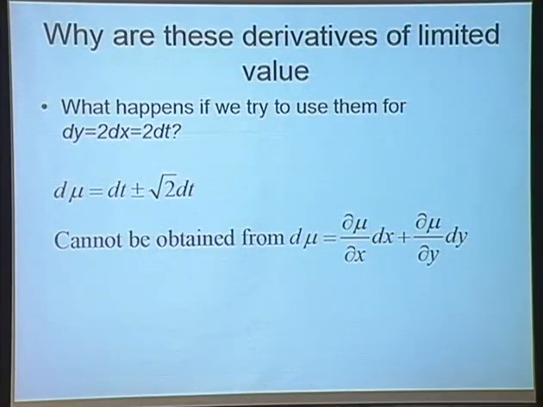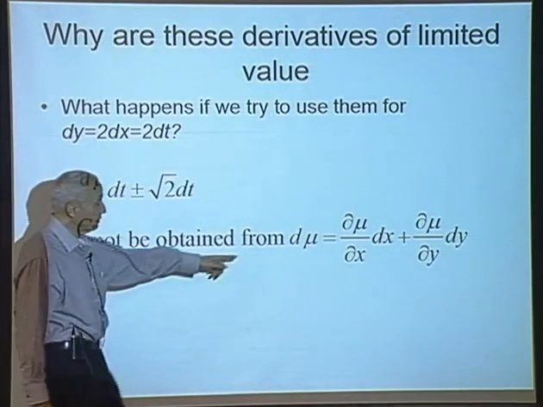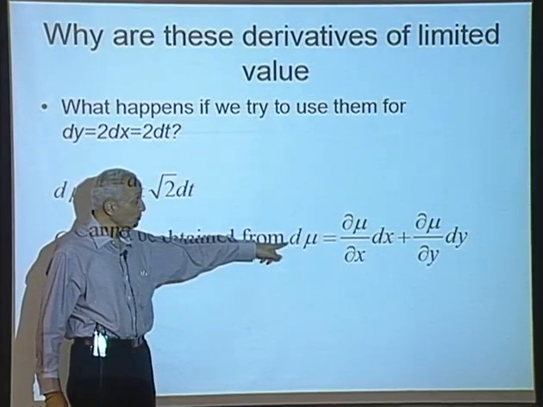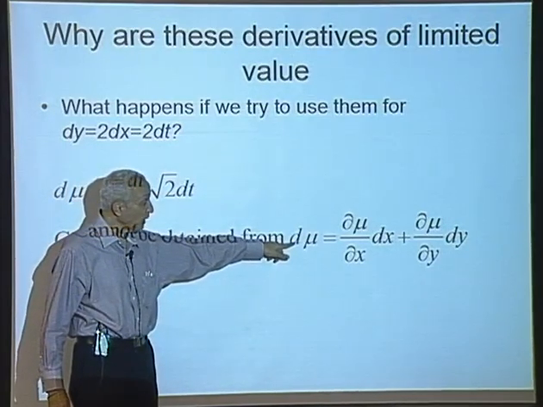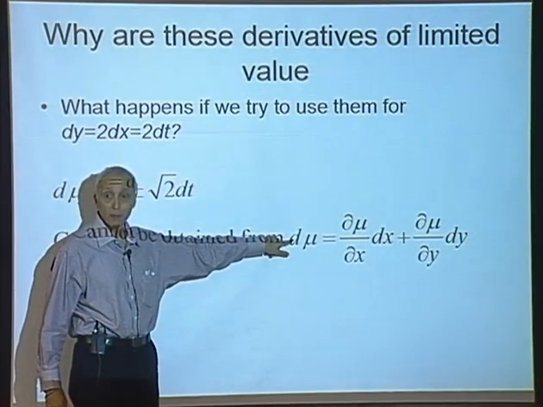And we get d mu/dt equals plus or minus the square root of 2 times dt. So for example, for dt equal to 1, we are going to have 1 plus square root of 2 or 1 minus square root of 2. On the other hand, if we are using an optimization program, it's going to calculate d mu from this equation.